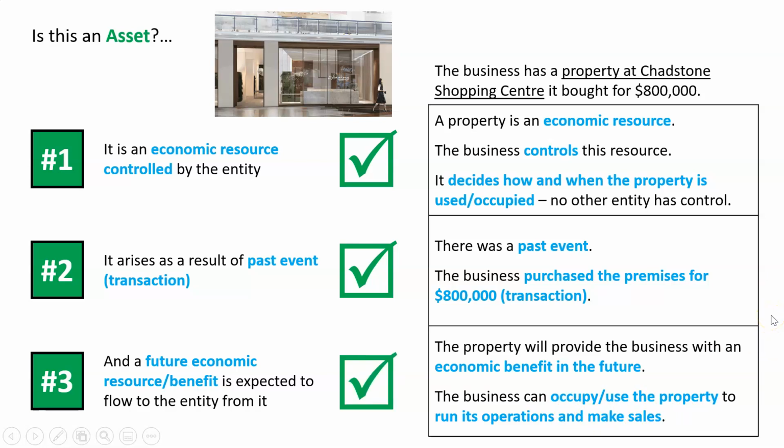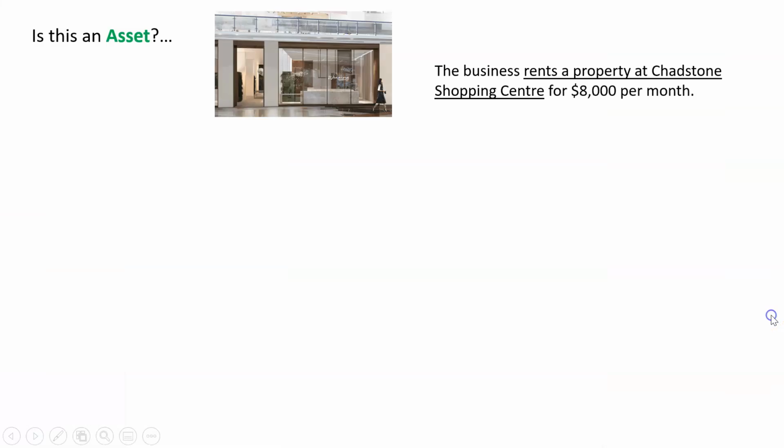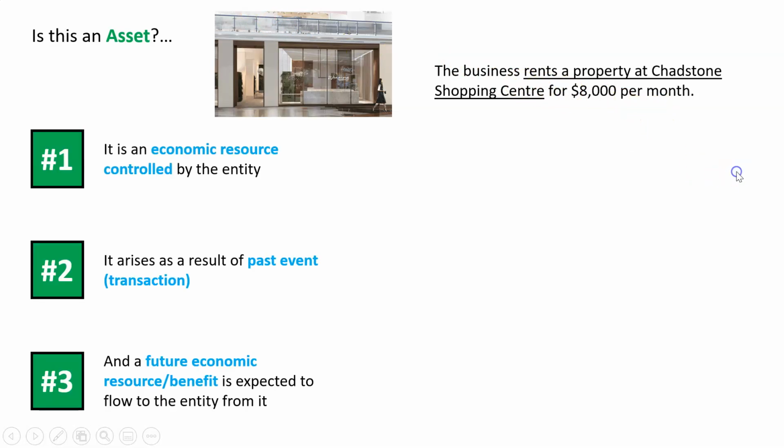Let's just do the same thing. Let's just change one example and say exact same property. We didn't buy it, we rent it. A lot of businesses rent, they don't buy. We rent for $8,000 a month. Okay? Is there an economic, well actually we'll start from the bottom this time. We'll work our way up.